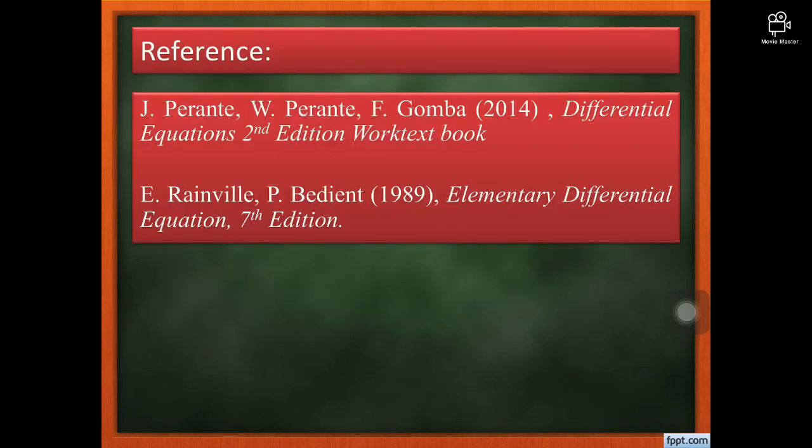For more examples, you can use the references I have used. We have the Differential Equations, 2nd edition, workbook and the Elementary Differential Equations, 7th edition. I hope you learned something from my video lecture, and I hope that you will also practice solving other problems so that you can be more expert in this subject.